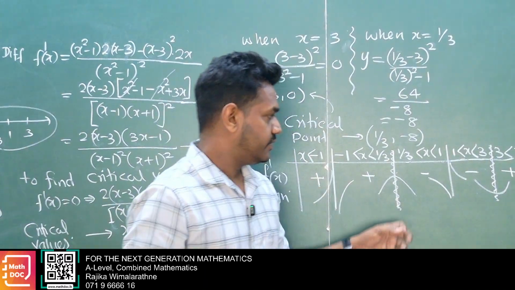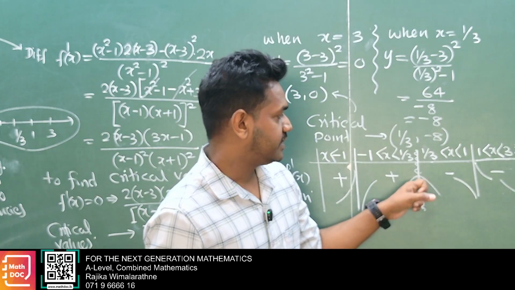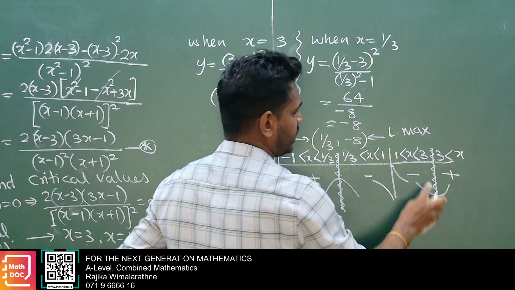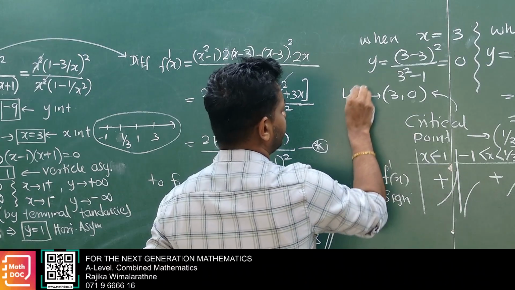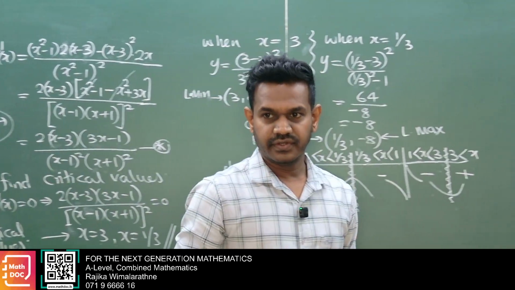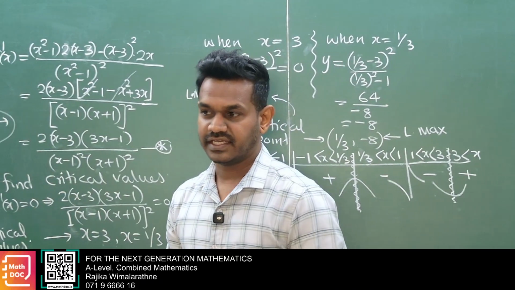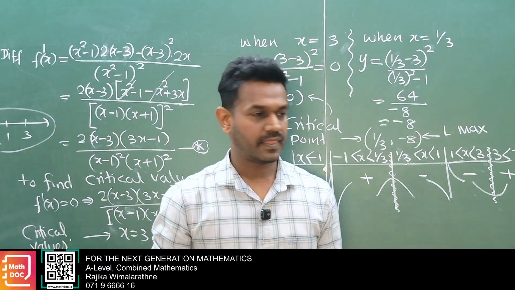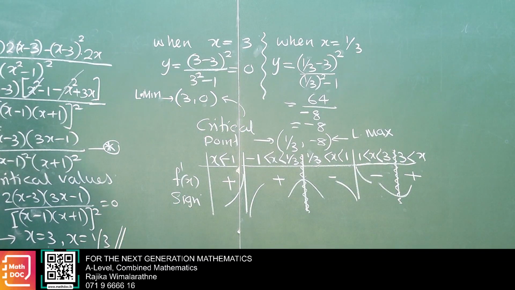Now we have two vertical asymptotes, two critical points. Therefore, here (1/3, 8) is the local maximum. Here (3, 0) is the local minimum. Local minimum, local maximum. We have two things. Now we already know the x-intercept, y-intercept, vertical asymptote, horizontal asymptote, critical points, all are known. We have identified the type of critical points. Now we can sketch the graph.